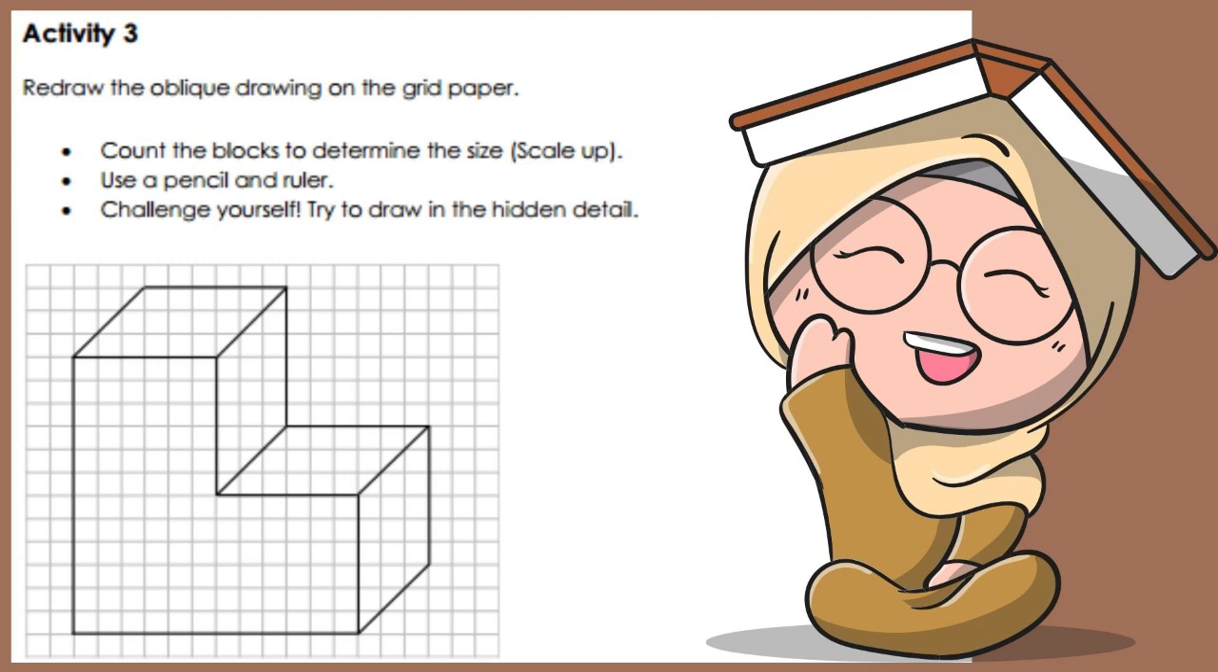Activity 3. Redraw the oblique drawing on the grid paper. Count the blocks to determine the size. Scale up. Use a pencil and ruler. Challenge yourself. Try to draw in the hidden detail.